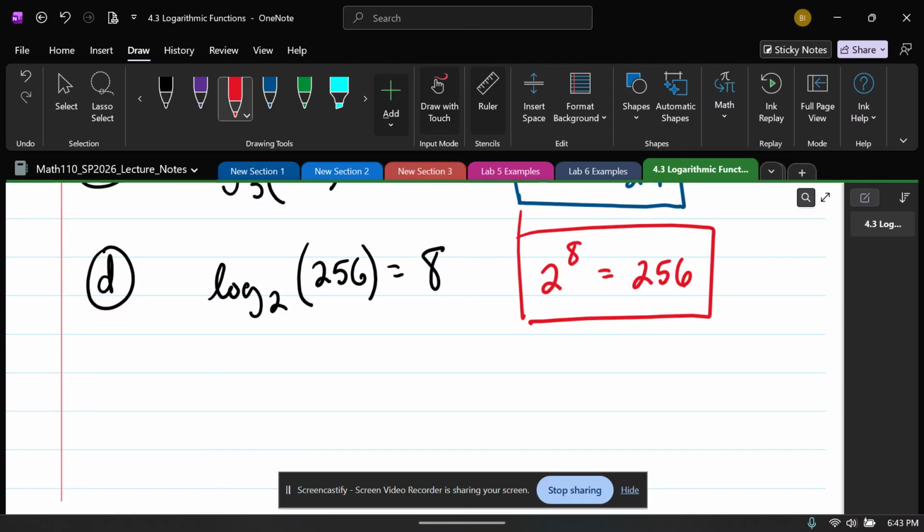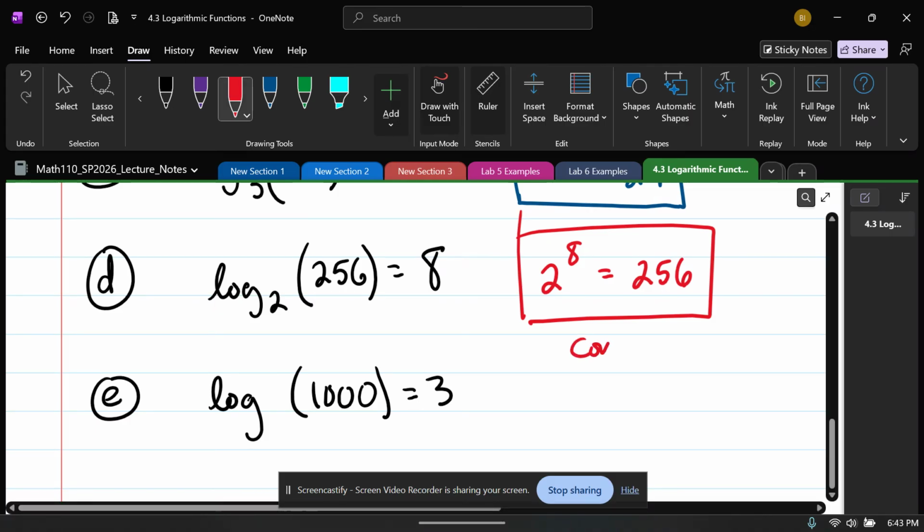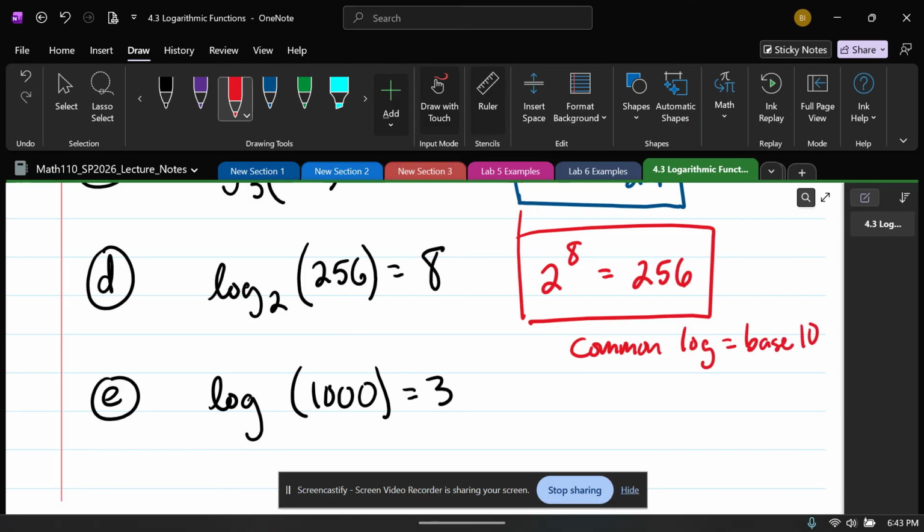Base 10 is what we live in. So when you have a logarithm that doesn't have anything written there, that is a base 10 log. This is called a common log. And that's base 10. Base 10 is the number system we live in.